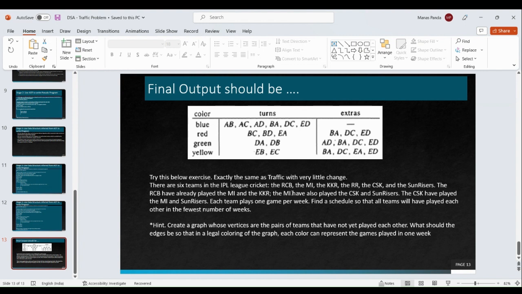Because MI is mentioned as having played CSK, CSK has played MI. But CSK has also played Sunrisers. That also we have to mention. So those are the games already played.